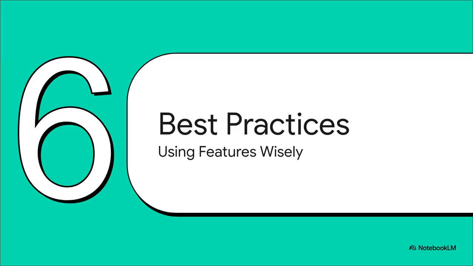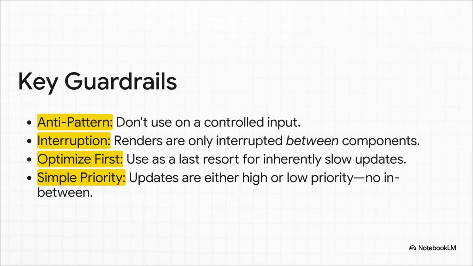All right, now before you get all excited and rush off to wrap everything in startTransition, hold on. It's really important to understand a few key rules to make sure you're using these features wisely. First, a big anti-pattern alert. Do not wrap a controlled input setState call. That just defeats the whole purpose by tying the slow and fast updates back together. Second, remember that React can only pause rendering between components, not in the middle of one giant component's render function. So you still need to break up your slow components.